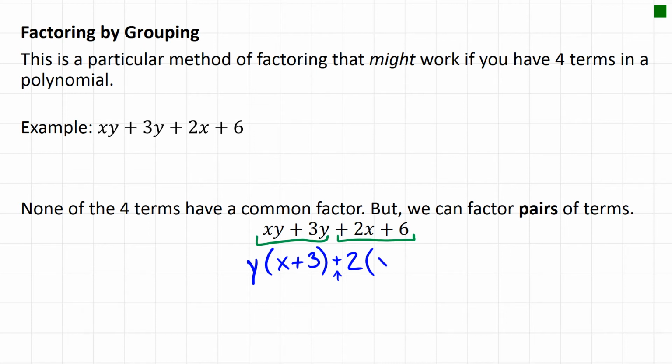So I'm left with x plus 3 in the second brackets. And now we notice that we have common factors of x plus 3. So I can factor off x plus 3 from each of those two terms now, and I'm left with x plus 3 times y plus 2. And so that's called factoring by grouping.